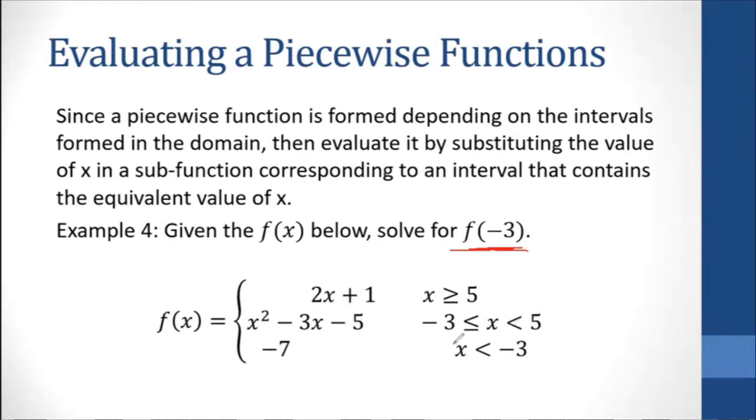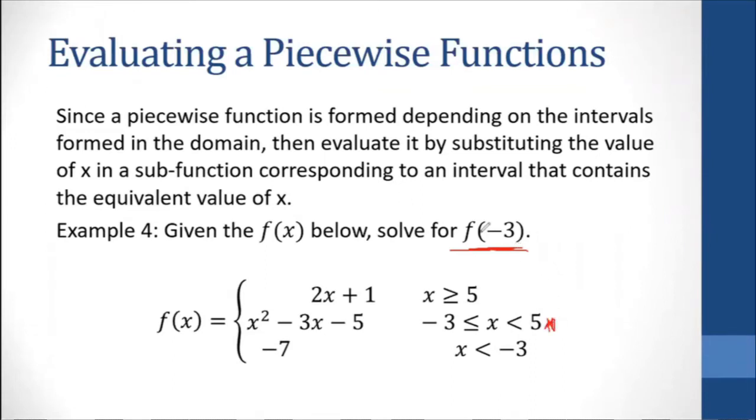Next, sa subfunction 2, ito yung given x squared minus 3x minus 5. That is the subfunction. And the interval is -3 less than or equal to x less than 5. Based on the condition, the given domain, which is -3, is satisfied. So, therefore, -3 belongs to the interval given on the subfunction 2. So, ibig sabihin, ito ang magiging target natin. Itong subfunction 2. So, i-evaluate natin itong part na to.